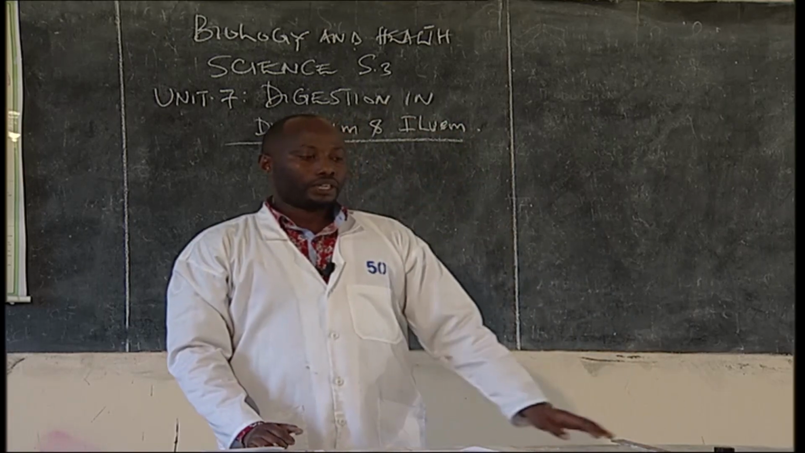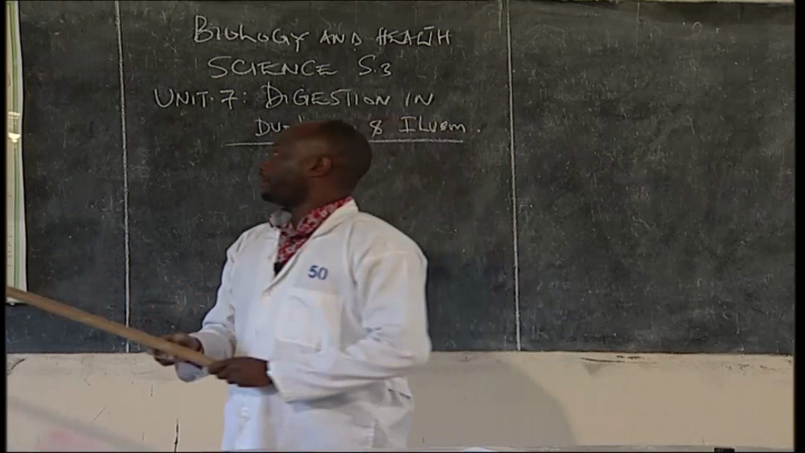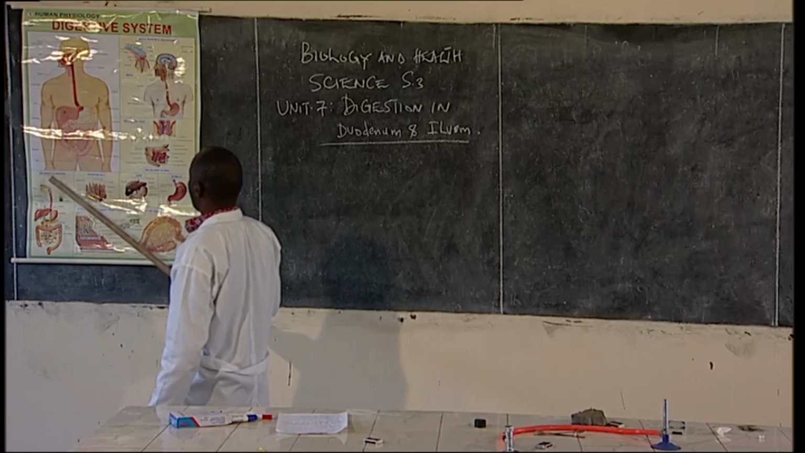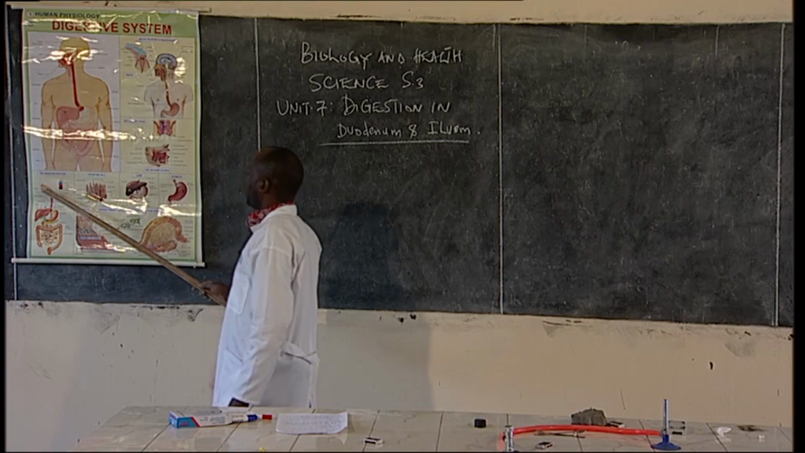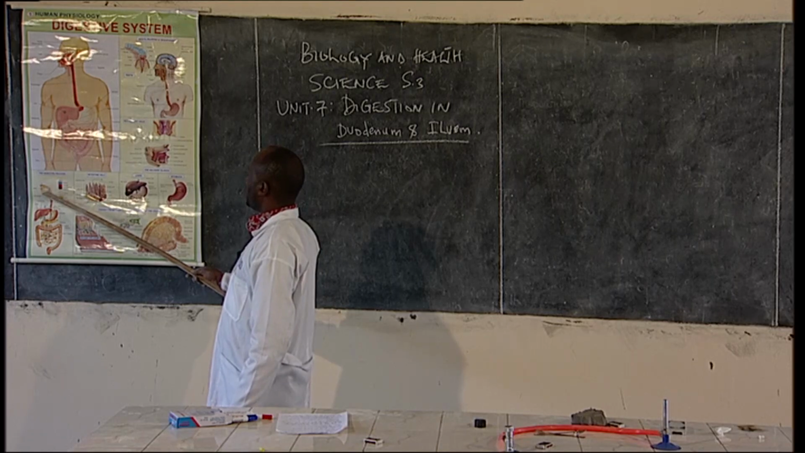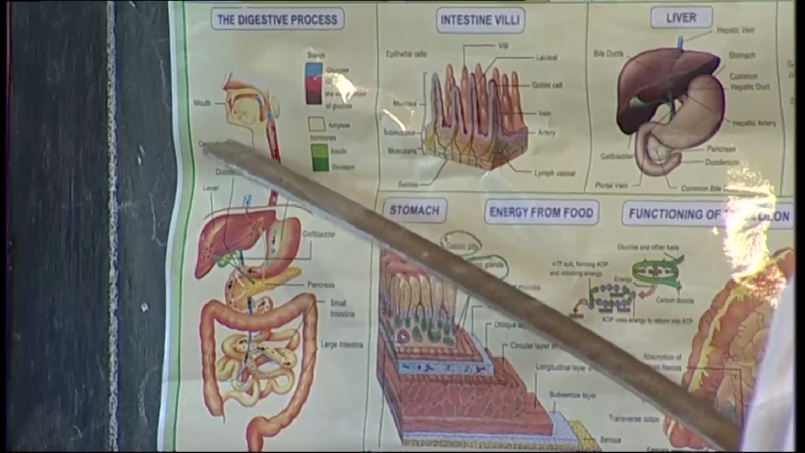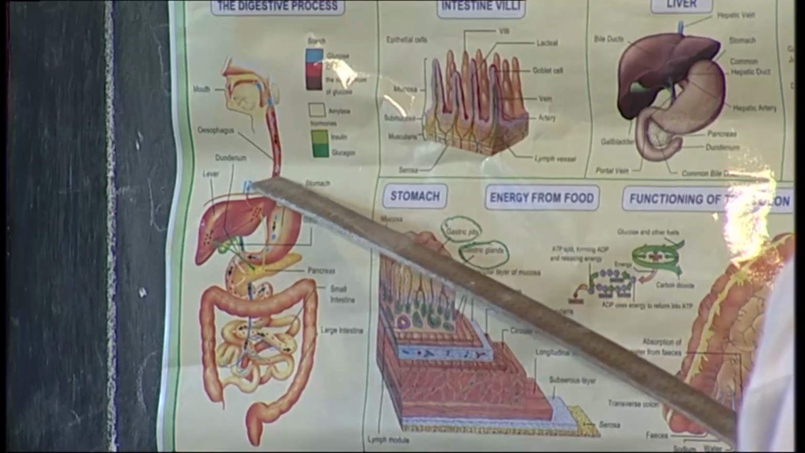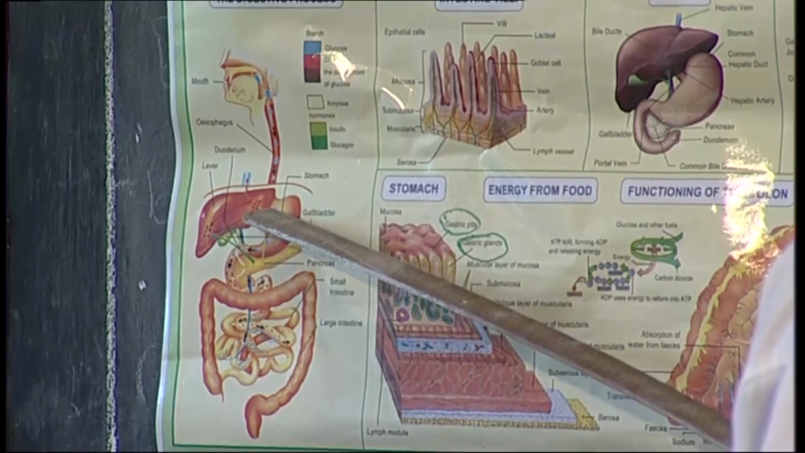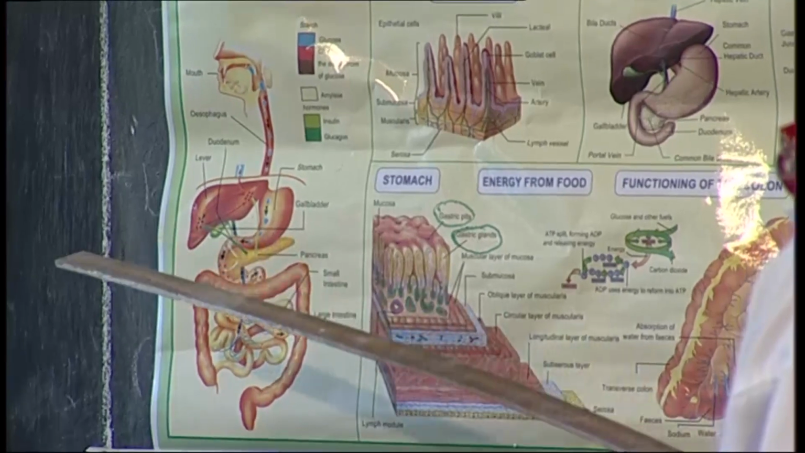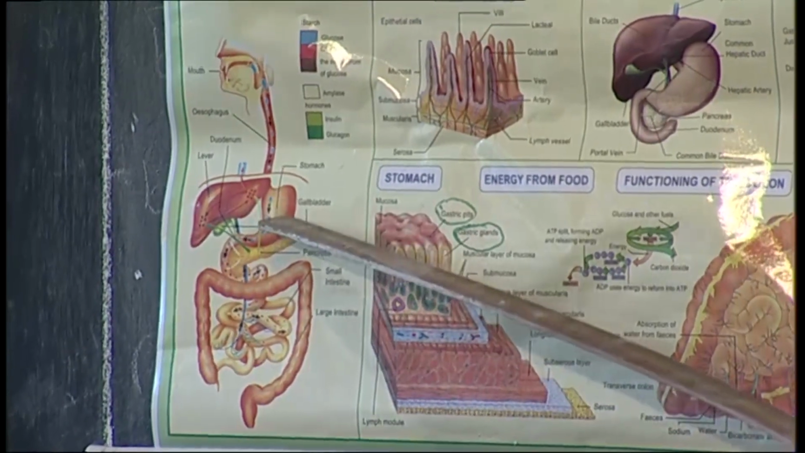We said as you chew, the food is chewed in the mouth, and after being chewed, it is broken down into smaller pieces. And now you swallow, the food passes through the esophagus, then it goes into the stomach, where the food is churned and mixed with the gastric juice.